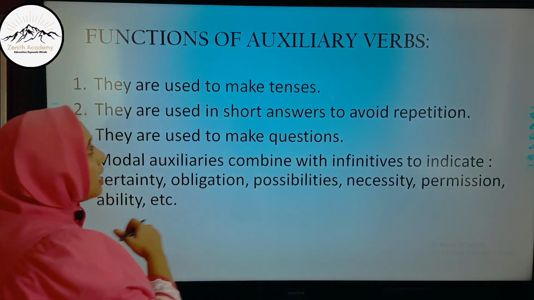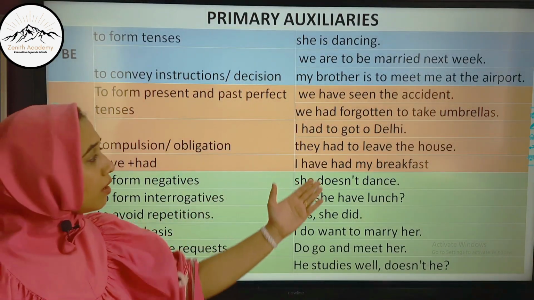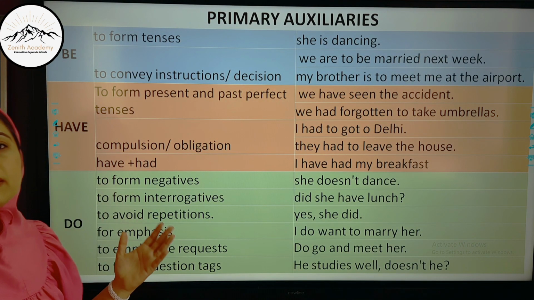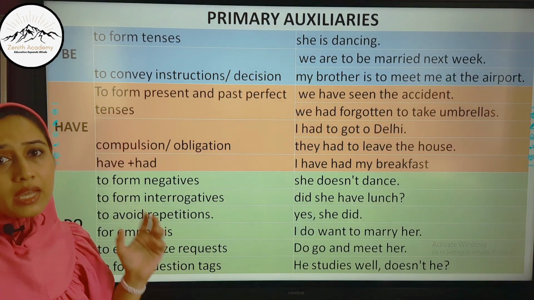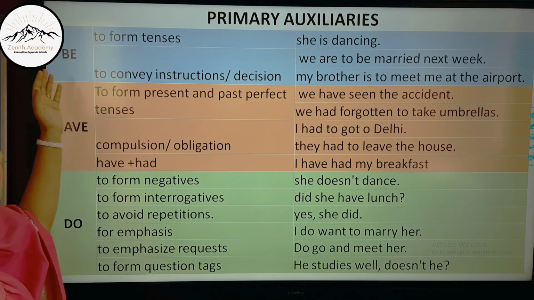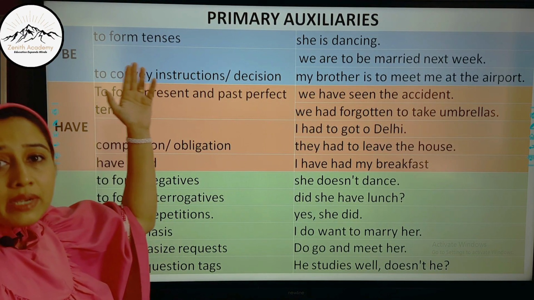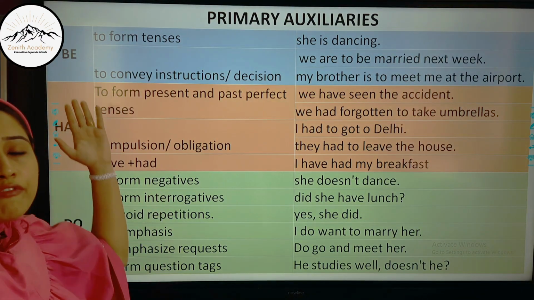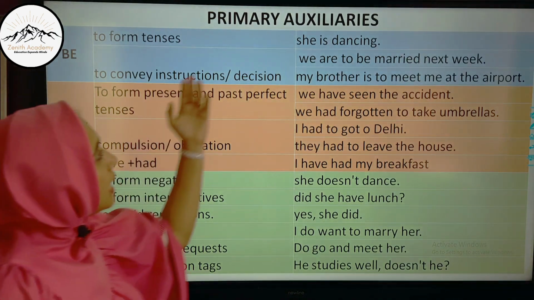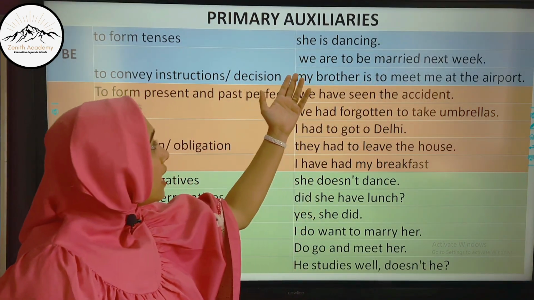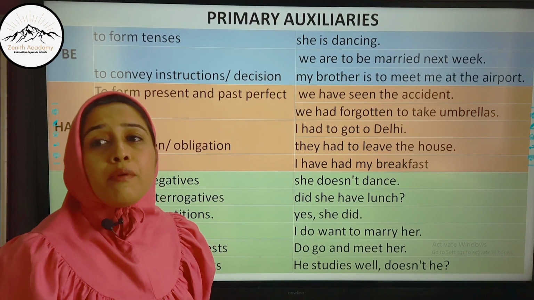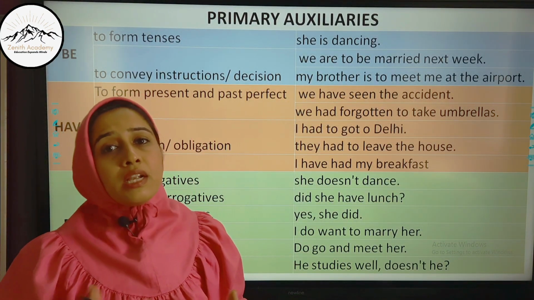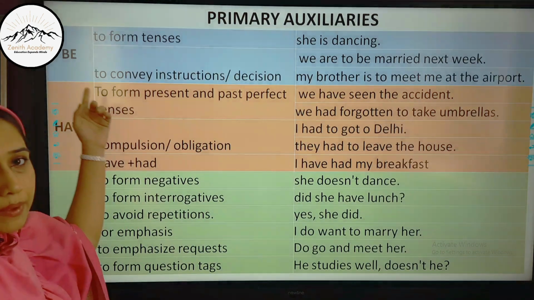Let's see this chart and study the primary auxiliaries with a few examples. The first one is be. We have already seen the different forms of the word be in the first slide. Here, first, be is used to form tenses. We are able to change the tense of a sentence while using different forms of the word be. Like, she is dancing. If I have to write this in the past tense, is becomes was. She was dancing. So is, was, were, these are the different forms of the word be.